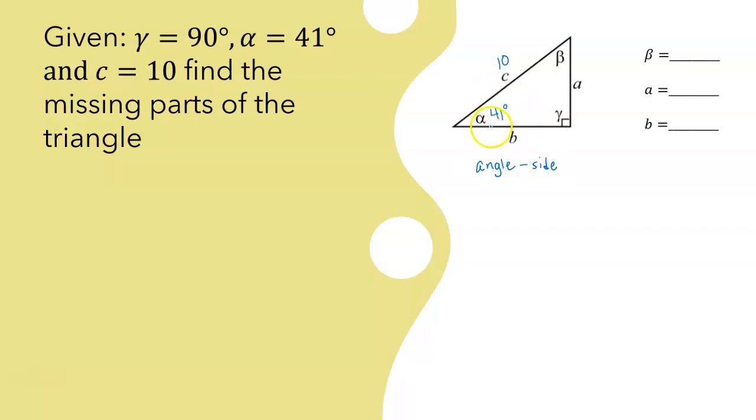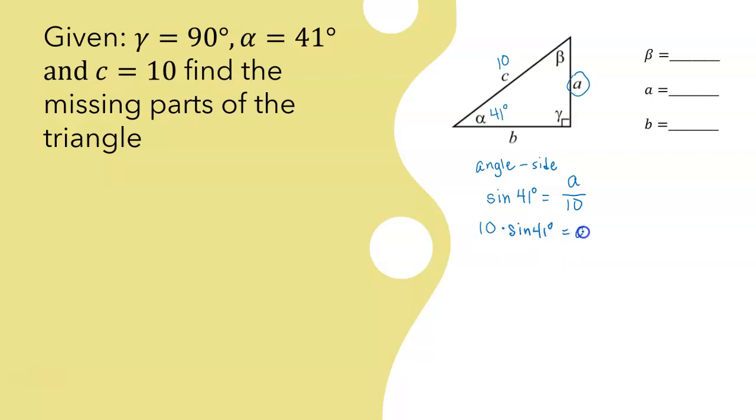And because the angle is 41, let's go ahead and figure out either A or B. It doesn't really matter. I'm going to figure out A right now. I have to find all of them, so I'm going to do sine of 41 because it's opposite over hypotenuse, A over 10. And then I'm going to grab my calculator. I'm going to do 10 times sine of 41 degrees.